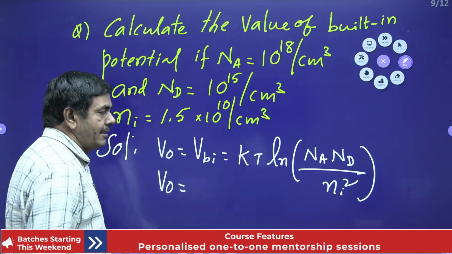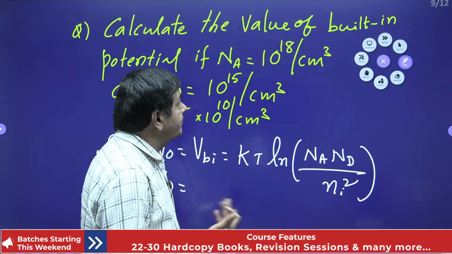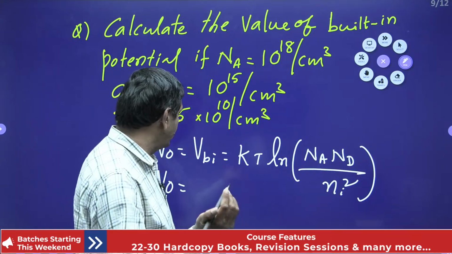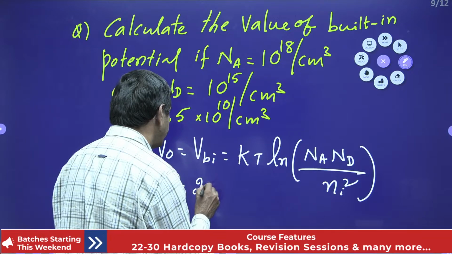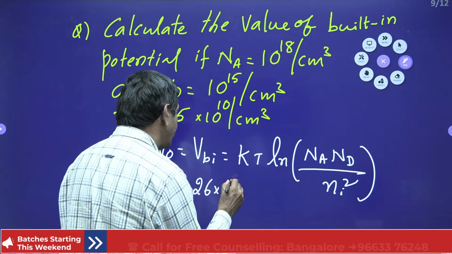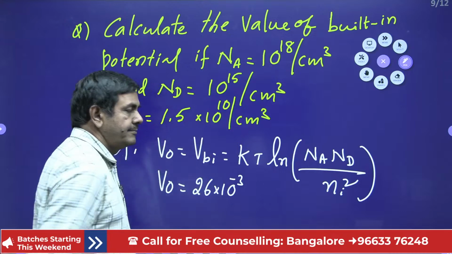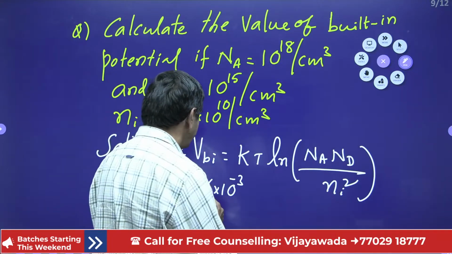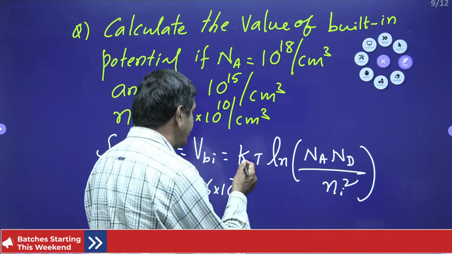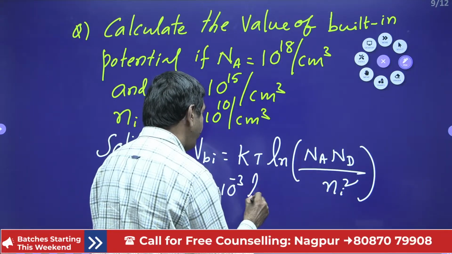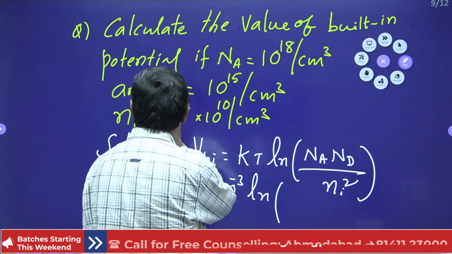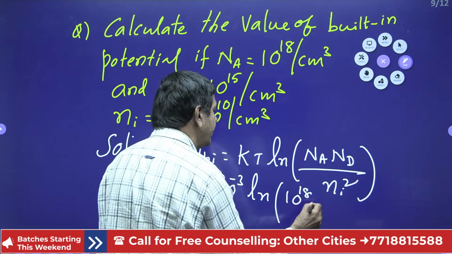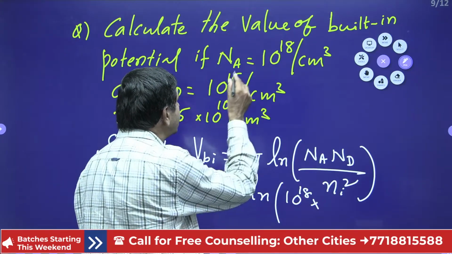kT value I said already. The temperature is not specified, so we need to take it as room temperature. At room temperature, kT equals 26 millivolts, that is 0.026. ln of Na, which is 10 power 18, and Nd is 10 power 15.